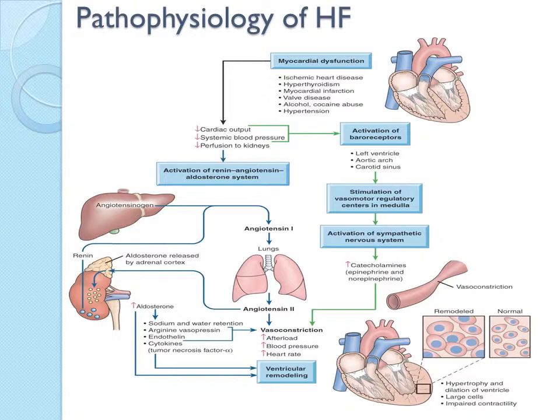Angiotensin converting enzyme in the lumen of pulmonary blood vessels converts angiotensin 1 to angiotensin 2, a potent vasoconstrictor, which then increases the blood pressure and afterload. Angiotensin 2 also stimulates the release of aldosterone from the adrenal cortex, resulting in sodium and fluid retention by the renal tubules and stimulating the thirst center. This leads to the fluid volume overload commonly seen in heart failure.